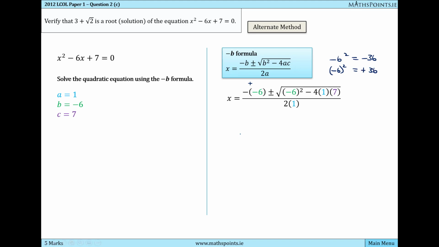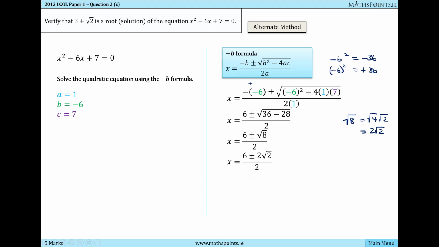So on the next line we have minus by a minus is a plus 6 plus or minus, minus 6 squared is plus 36, and minus 4 times 1 times 7 is 28. On the bottom, we have 2 times 1 is 2. We can tidy up the root of 36 minus 28, that's going to be the root of 8. And then using the rule of surds, we can say that root 8 is equal to root 4 times root 2, and root 4 is 2, so that's 2 times root 2. Now our calculator will just turn root 8 into 2 root 2.